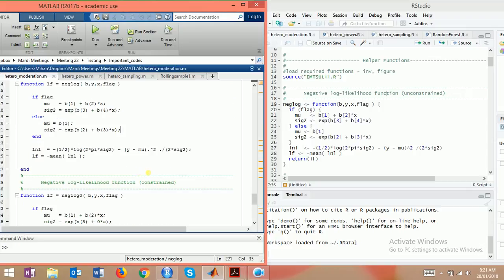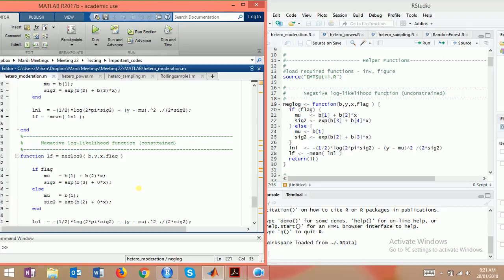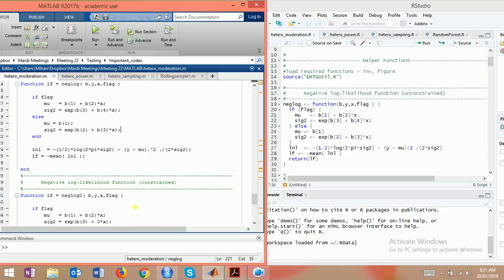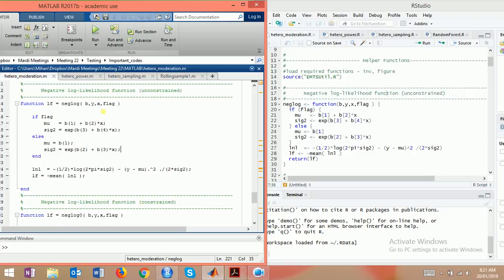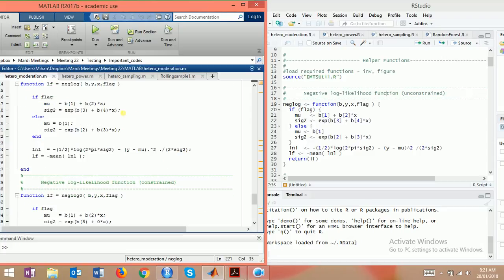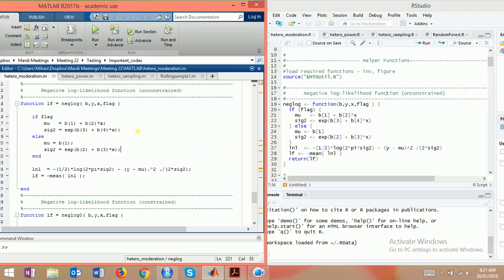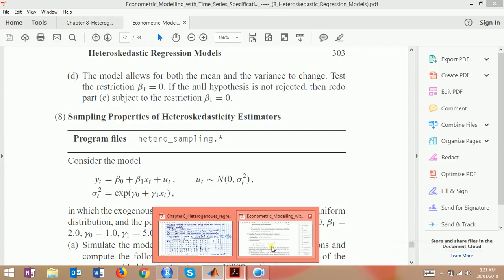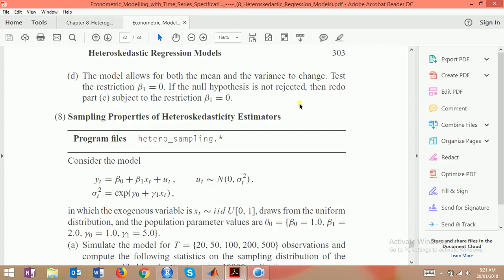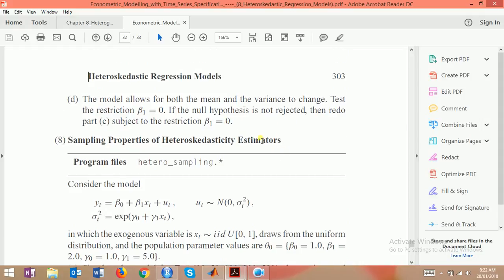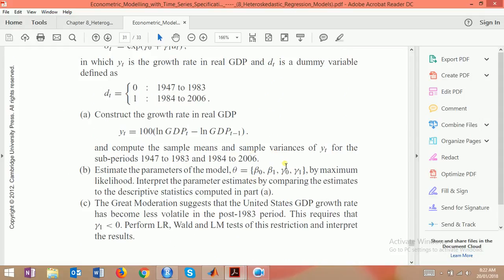Unconstrained or constrained. If giving flag, why am I doing the negative log likelihood, right? And in flag we do the FM in search, sigma square. So I'm testing for, why? Because there are two tests. I'm testing for beta 1 is equal to 0.